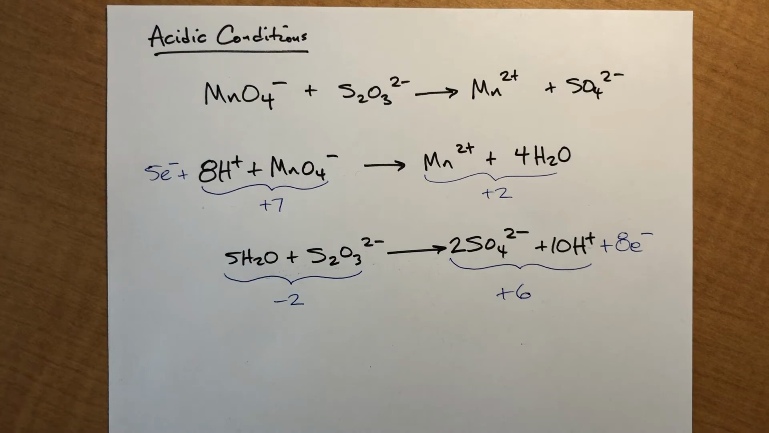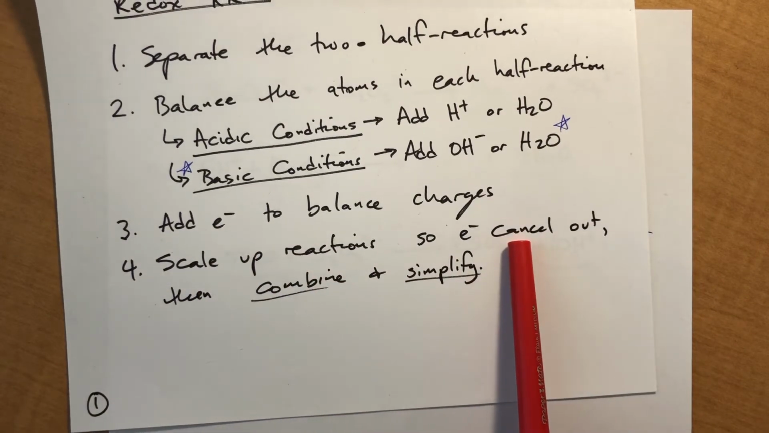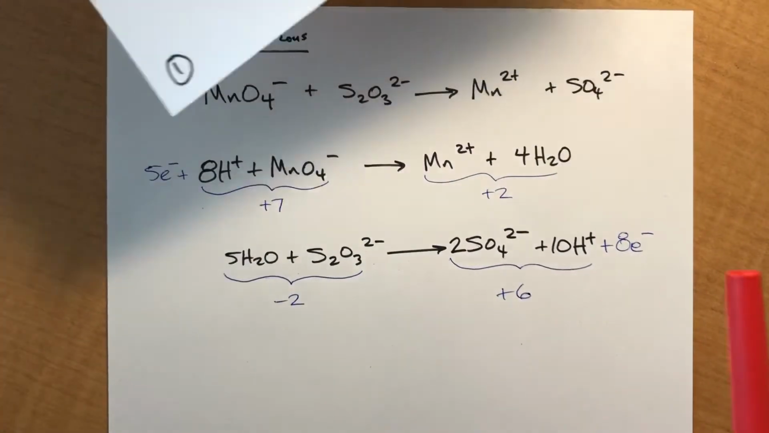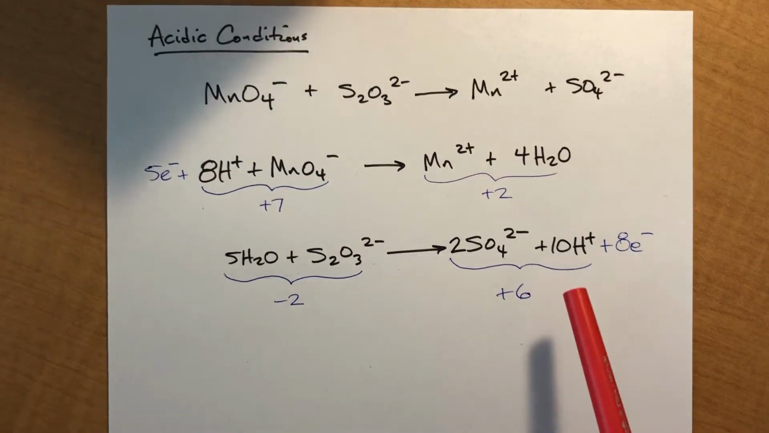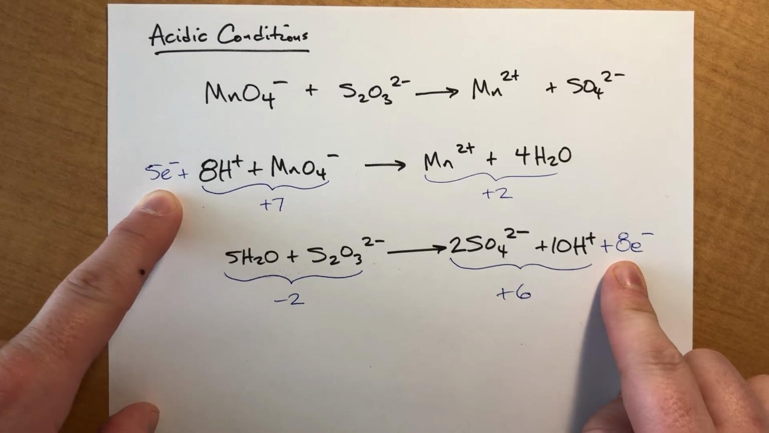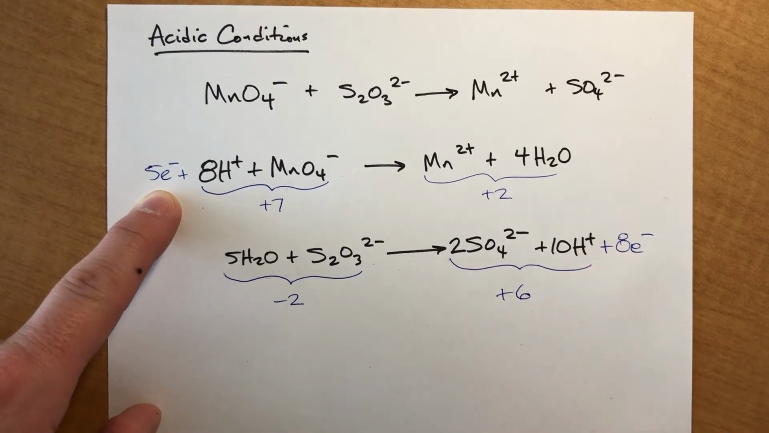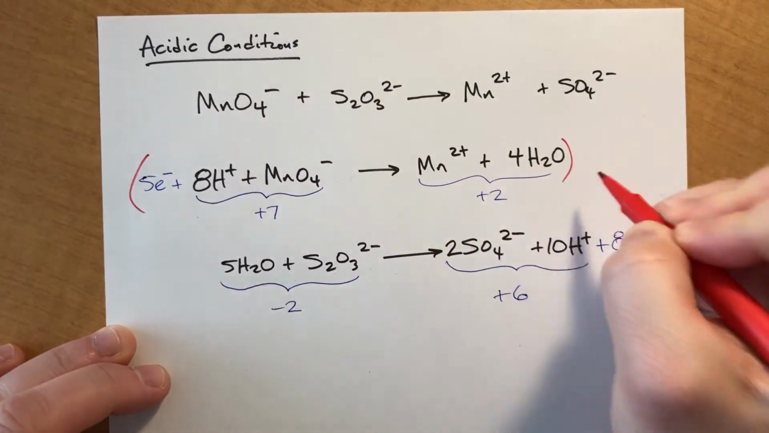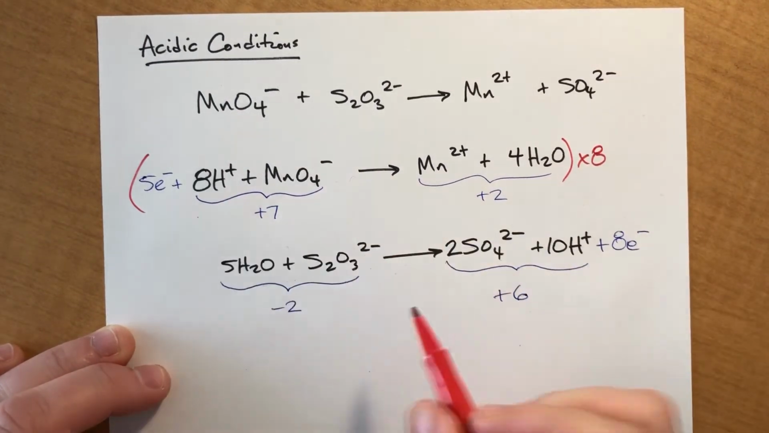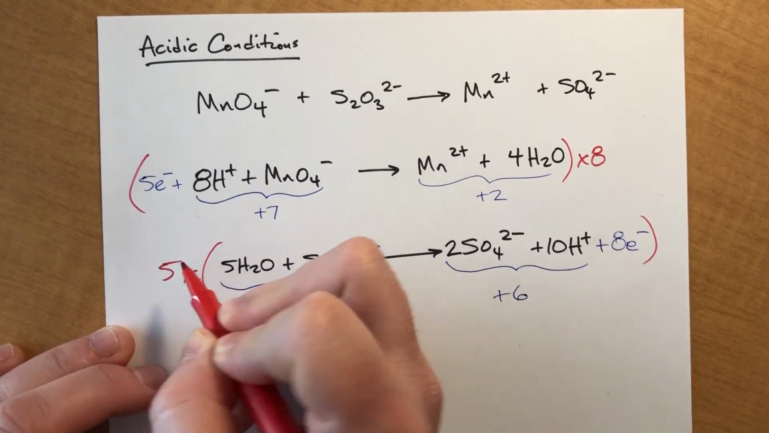Okay, step 4. Step 4 says we need the electrons to cancel out. So we can scale up the half reactions by whatever we need to make the electrons cancel out. We need to find the least common multiple between 8 and 5 so that the electrons will cancel out. It turns out that the least common multiple between 8 and 5 is 40. So we're going to take everything in this first reaction times 8. That'll give us 40 electrons. We're going to take everything in the second reaction times 5.